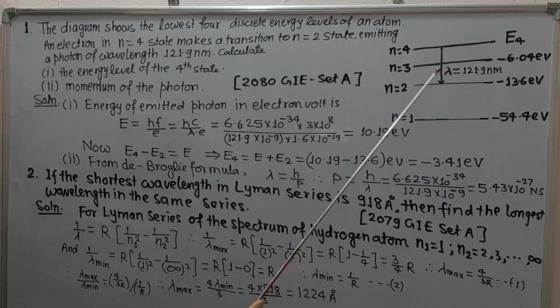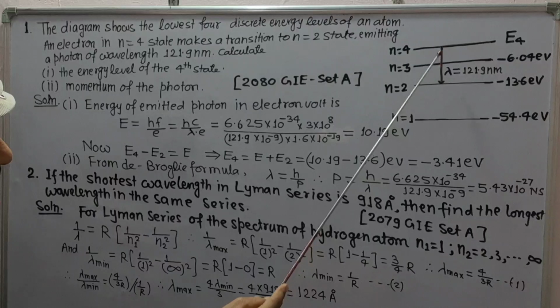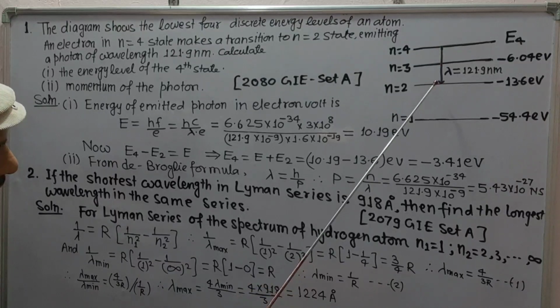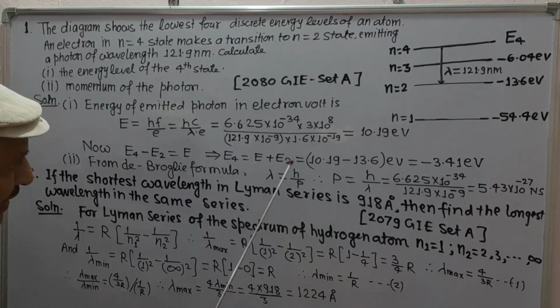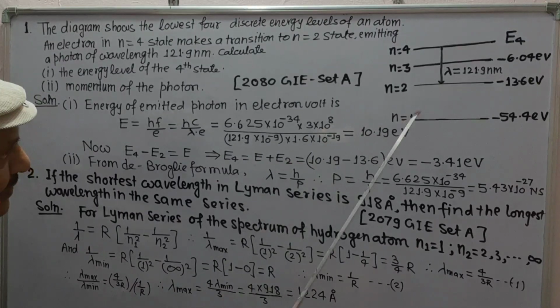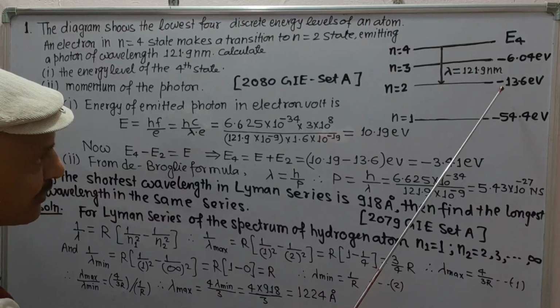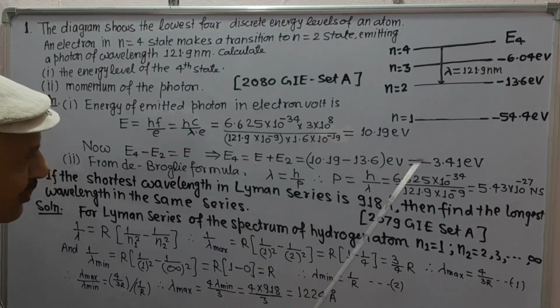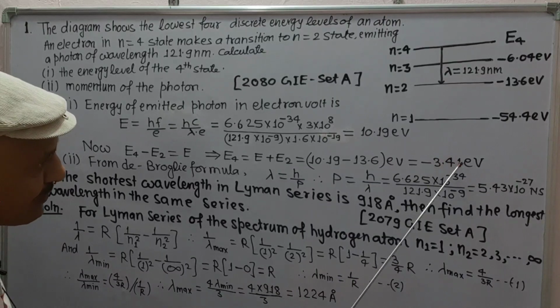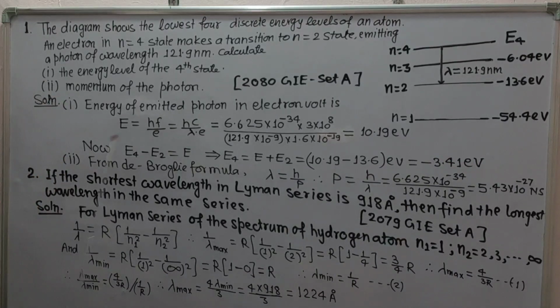Now energy of this photon will be equal to E4 minus E2, that is E will be equal to E4 minus E2, hence E4 will be equal to E2 plus E. E is 10.19 electron volt and E2 is minus 13.6 eV. So we get E4 as minus 3.41 electron volt.